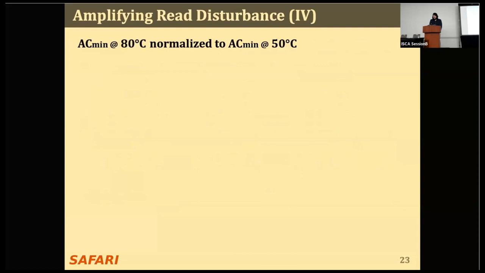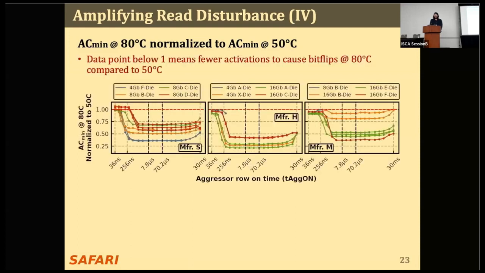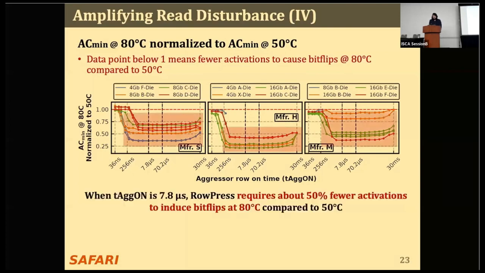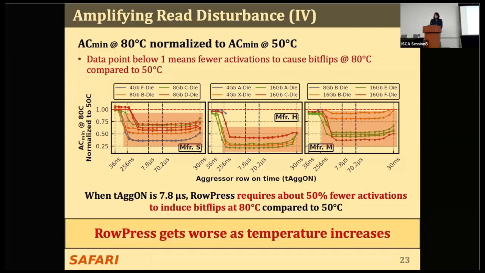Next, we investigate RowPress at a higher temperature by looking at AC-min at 80 degrees Celsius, normalized to that at 50 degrees Celsius, which we show on the y-axis. We observe that as aggressor runtime increases, RowPress requires significantly fewer activations to cause bit flips at 80 degrees Celsius compared to 50 degrees Celsius. We conclude RowPress gets worse as temperature increases.